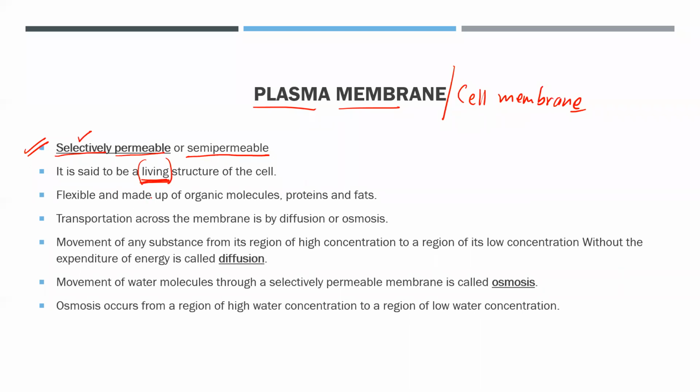Now, the next point is about the makeup of the cell. What is this particular plasma membrane made up of? The outermost layer of the cell, the plasma membrane, is made up of proteins and fats. Now, there's one important definition that's going to come up.